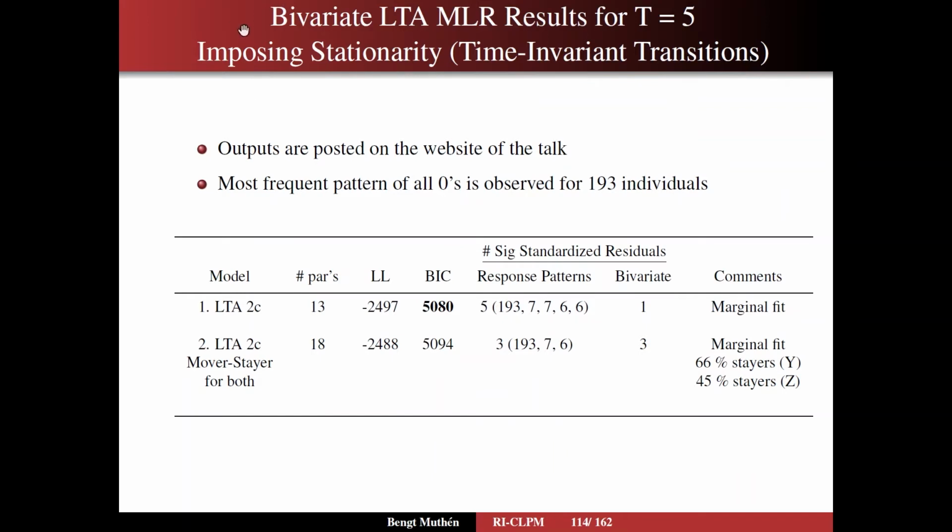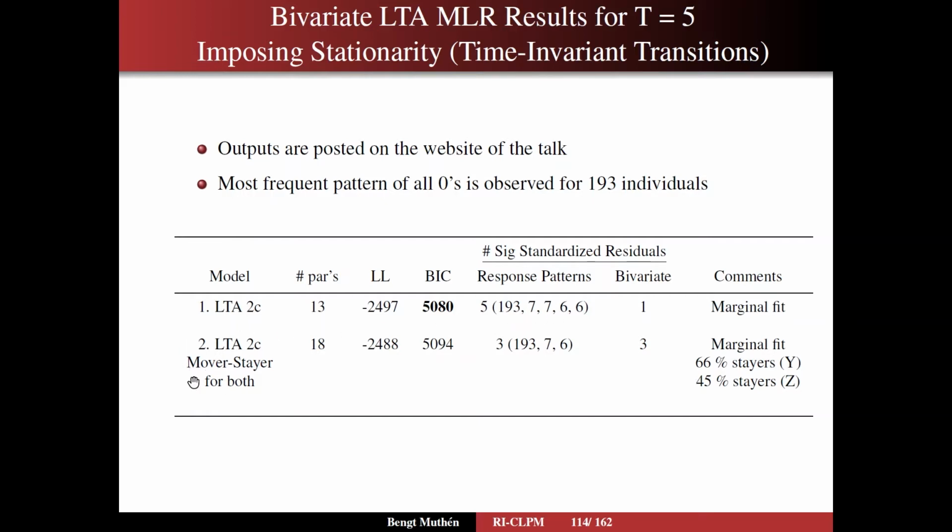Turning then to the bivariate LTA, where t equals 5 with time invariant transitions, we have some results here in the table. And I posted some of these runs on the website of the talk. We note, and remind ourselves, that the most frequent pattern, which is all zeros, is observed for 193 individuals. So the regular LTA, that is without mover-stayer, regular now means bivariate, has what I would call a marginal fit. In terms of the bivariate cells, it's okay, but we do have a significant misfitting residual for the most frequent response pattern, 193.